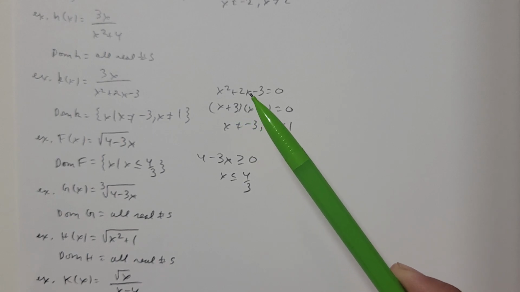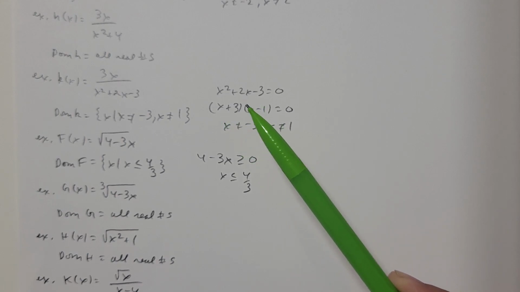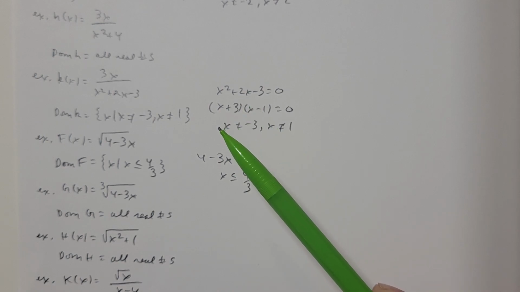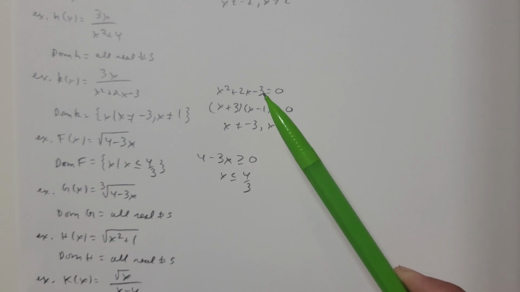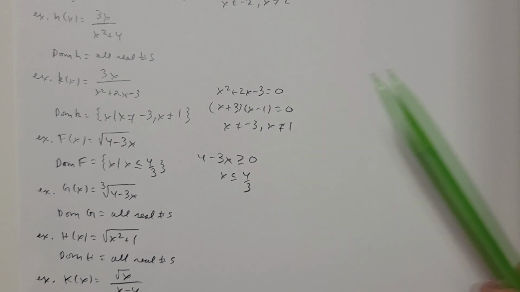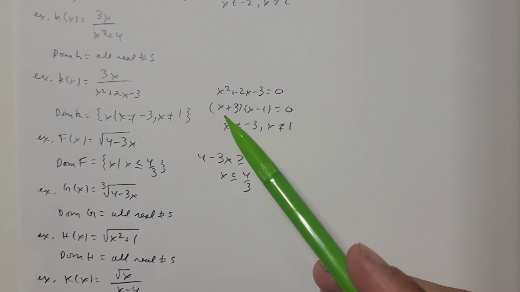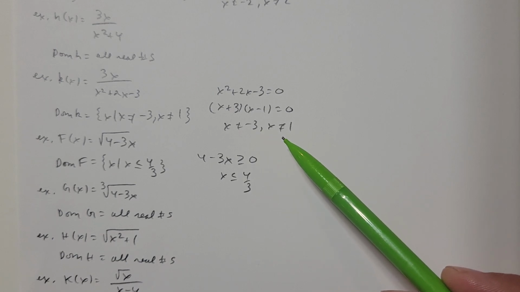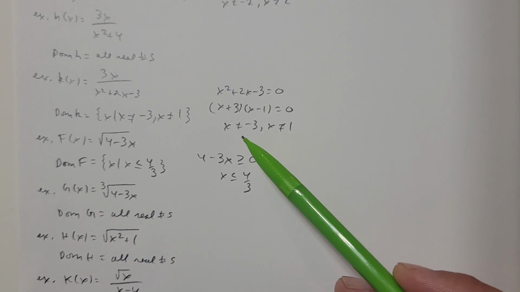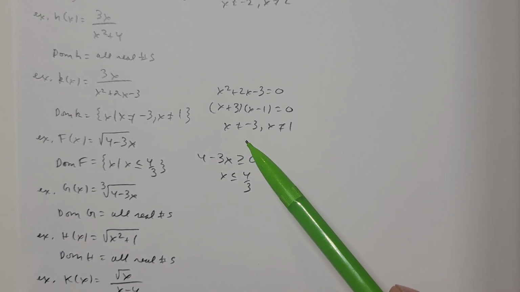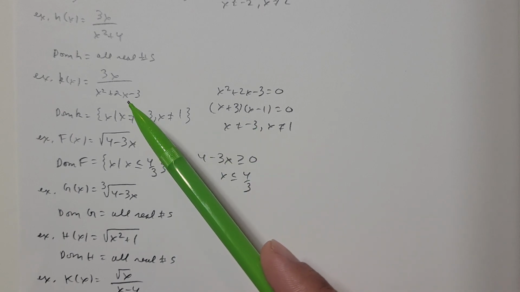If I FOIL this back, I should get the line right above it. x times x is x squared. Negative x plus 3x is 2x. That looks good. And 3 times negative 1 is negative 3 at the end. That looks good. Okay, so that's factored correctly. If I set each factor equal to 0, I get x equals negative 3 and x equals 1. That's what I don't want. I can use any number, just not either of these two, because those two numbers will make 0 in the denominator.